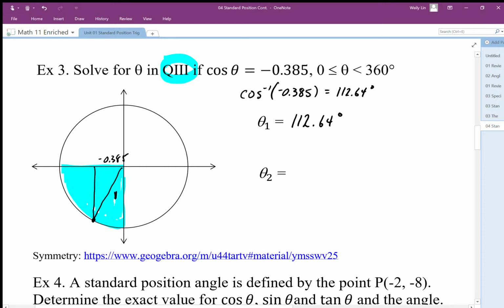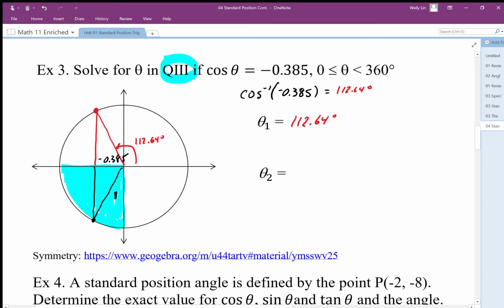The problem is theta 1 is in the wrong quadrant. I'm going to just do this in a different color. 112.64 degrees. Okay. So theta 1 actually is somewhere around here, and it's locating that position. That's 112.64 degrees. Now that's all my calculator is going to give me. That's all the help it's going to give me. I know it's in the wrong quadrant, but I know that the symmetry for cosine is horizontal symmetry, so I'm going to fold it across, and I know it's exactly right there.